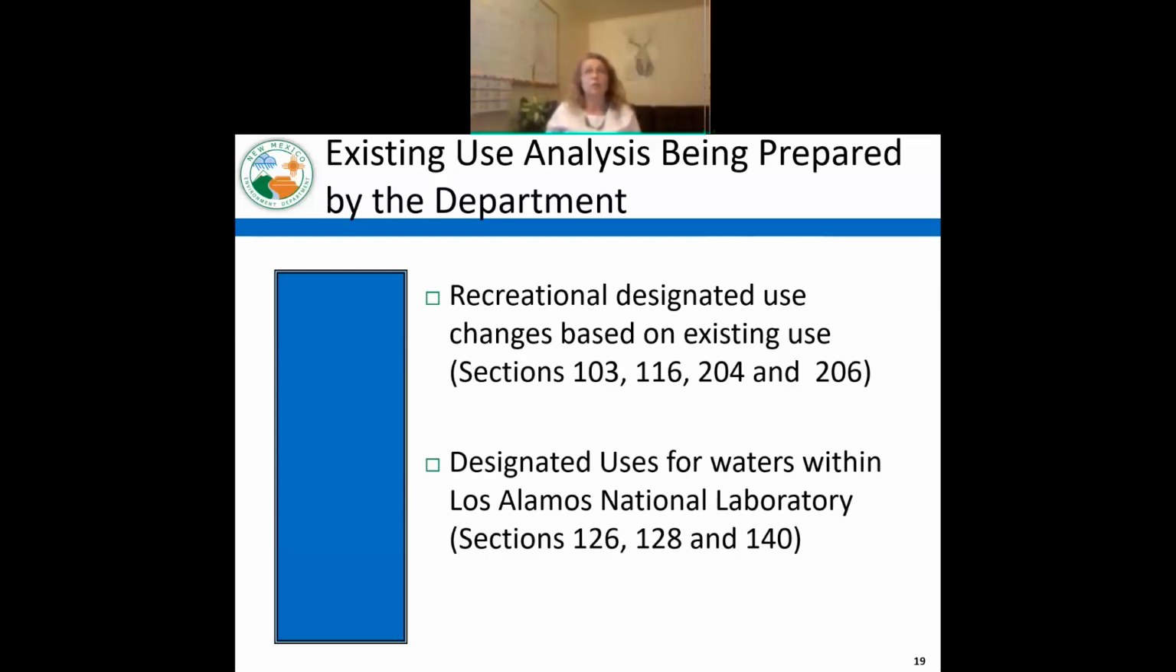As part of this, the waters currently classified in Section 128 are being proposed to only include identified ephemeral waters or ephemeral portions of waters within lands managed by the U.S. Department of Energy within LANL. As a natural outcome of the work conducted under the joint stipulation, the department is also preparing an existing use analysis, which should provide supporting evidence needed to propose adding several named perennial waters to Section 126. And work on both of these is still in process and has not been fully completed.